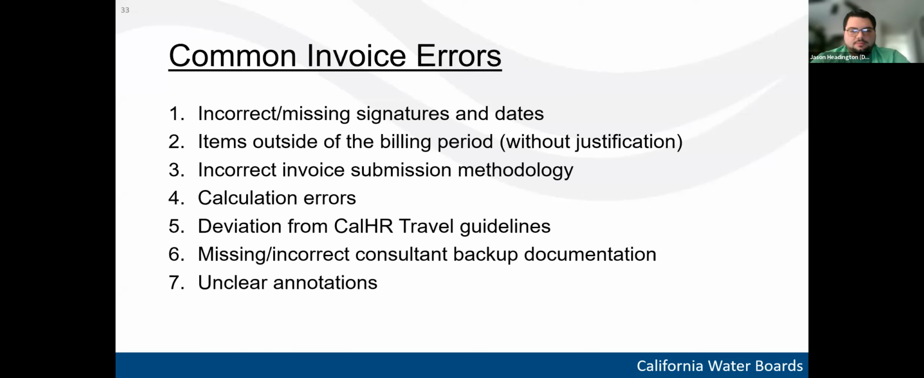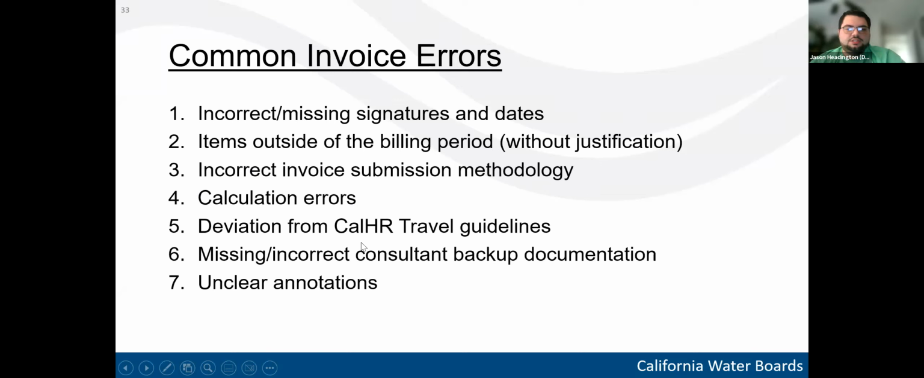Third, we have incorrect invoice submission methodology. You're going to want to stick to one of the two methods we highlighted earlier in the presentation. And then fourth, calculation errors, which happens to everyone, but any work you can do to catch those and get on top of it will definitely smooth out the review process.